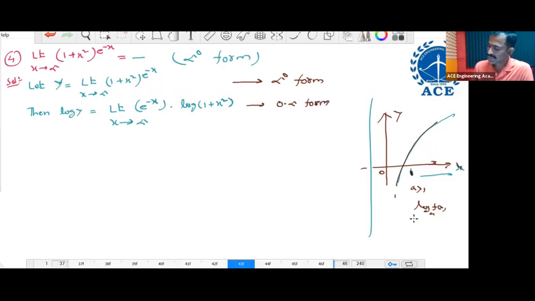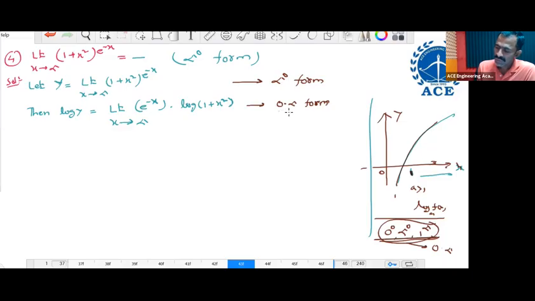The last three forms, that is 0 power 0, infinity power 0, and 1 power infinity, will be reduced to the third form, 0 into infinity. Now we got 0 into infinity. For any one of these forms, the method is the same. That's why we do this one problem always.